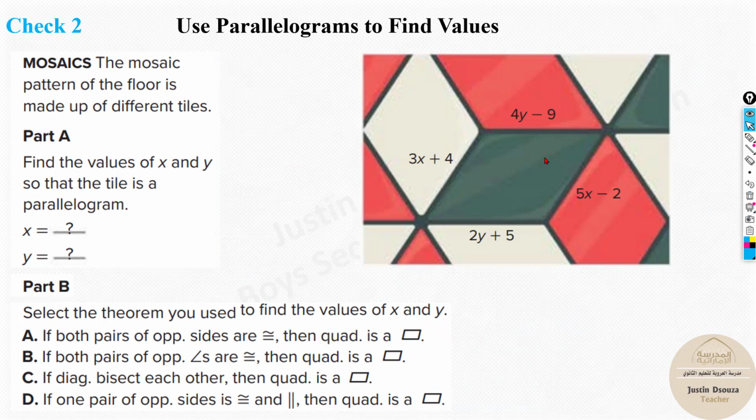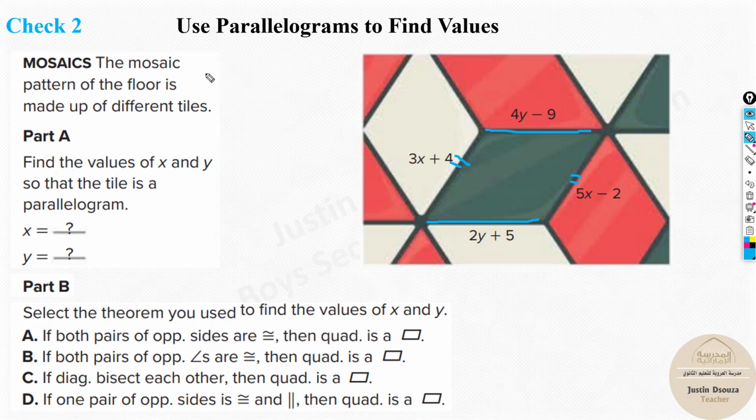Now do pause the video and please solve these by yourselves. Let us try now. I hope you have tried. Here they have told the mosaic pattern of the floor is made up of different tiles. Find the values of x and y so that the tile is a parallelogram. So they have told it is a parallelogram. Now here this and this over here are equal, and this line and this line are equal. So you just have to equate them directly.